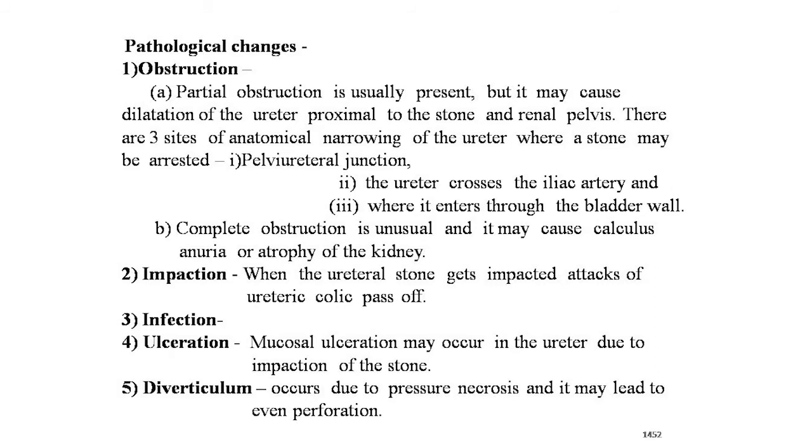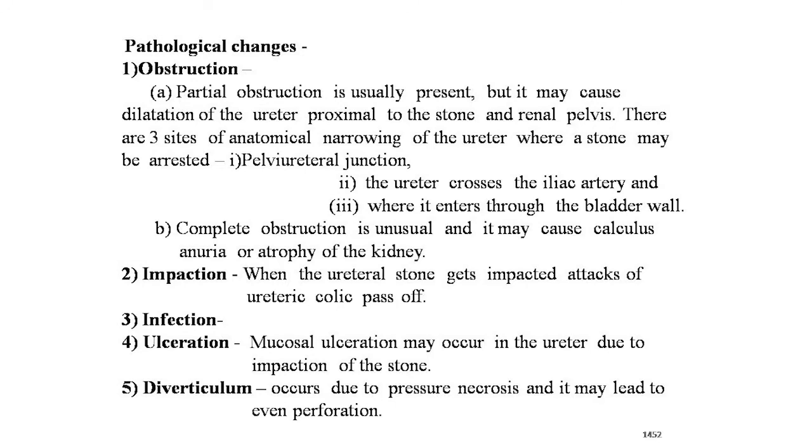Second is impaction. When the ureteral stone gets impacted, the attacks of ureteric colic pass off. Such impaction usually occurs in the pelvic portion of the ureter. Occasionally, a stone may remain lodged in the ureter for many months without harming the kidney. When the stone has impacted, the patient may complain of a dull ache which gets worse during walking and exercise.